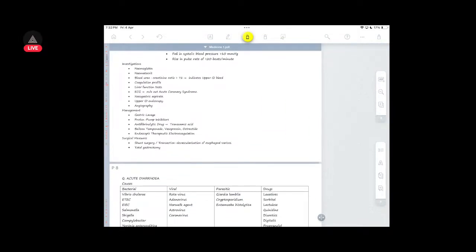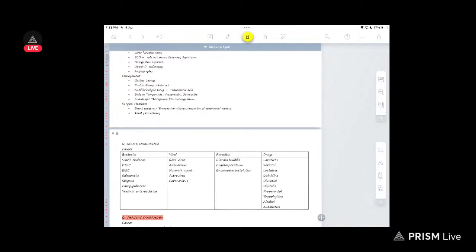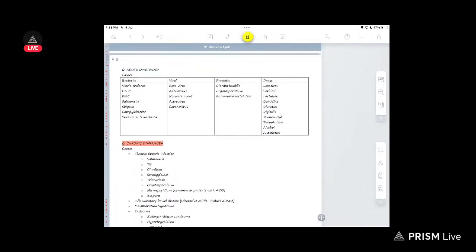Investigations, of course, you have hemoglobin, hematocrit, blood urea creatinine more than 72, which is upper GI bleeding, coagulation profile for the coagulative causes, miscellaneous causes, liver function test, ECG to rule out acute coronary syndrome, nasogastric aspiration, upper GI endoscopy.